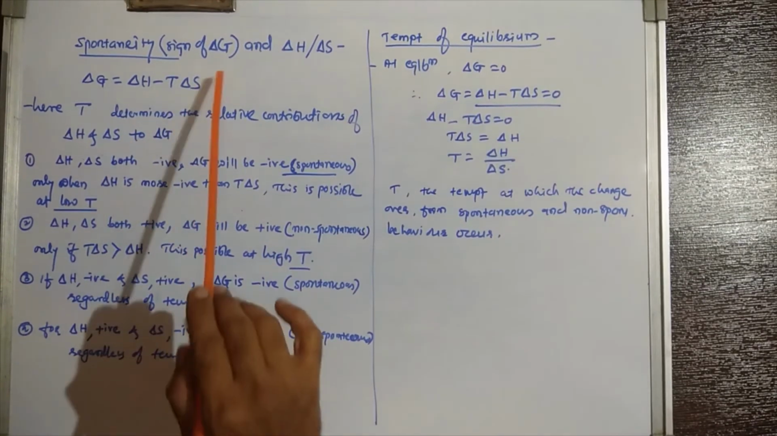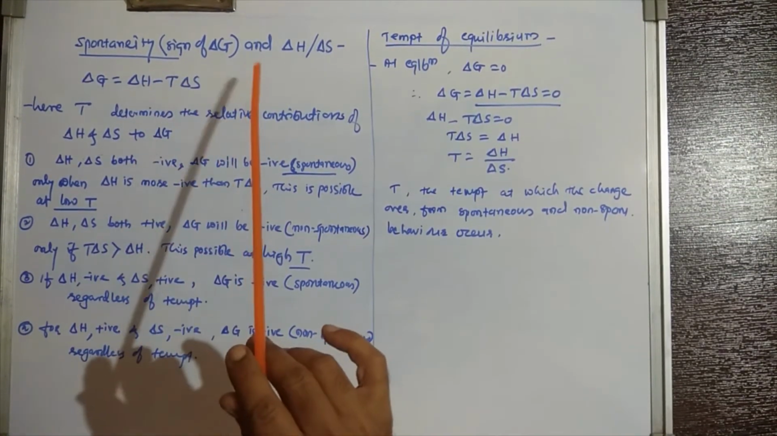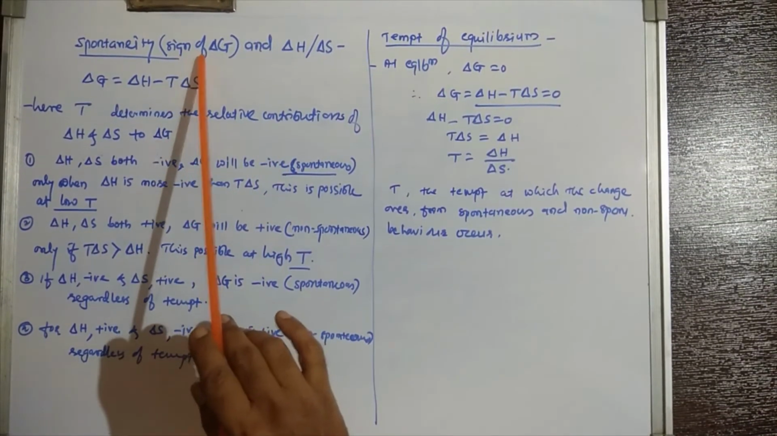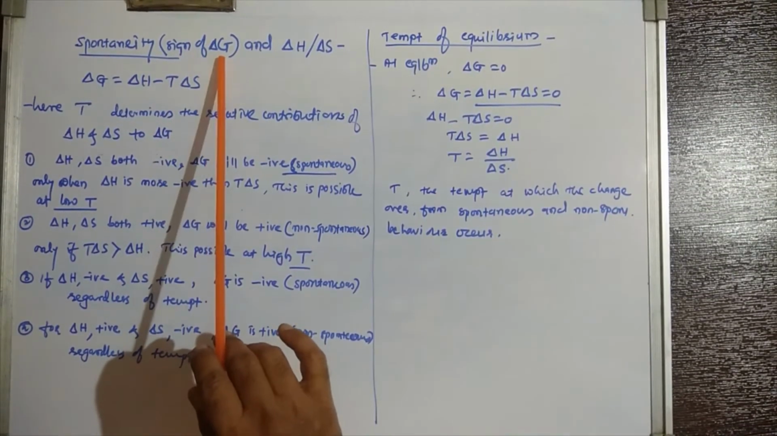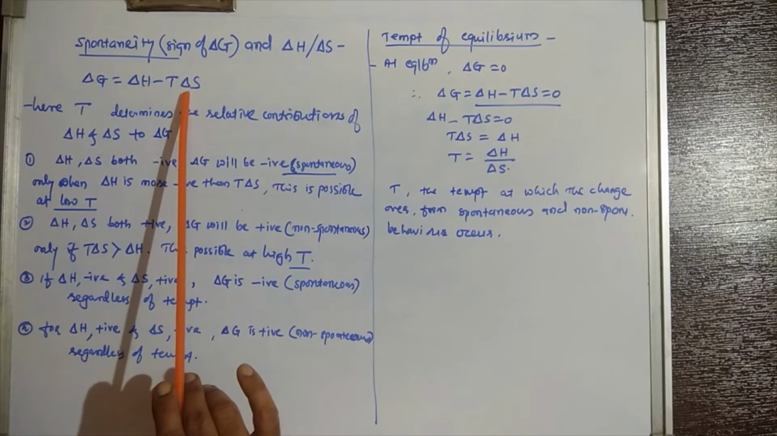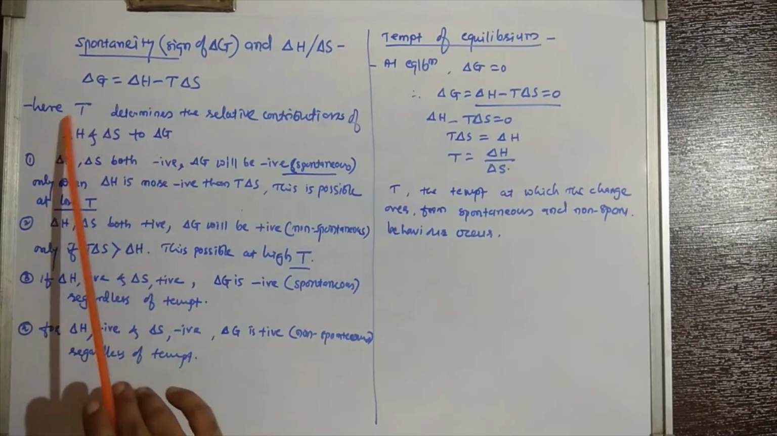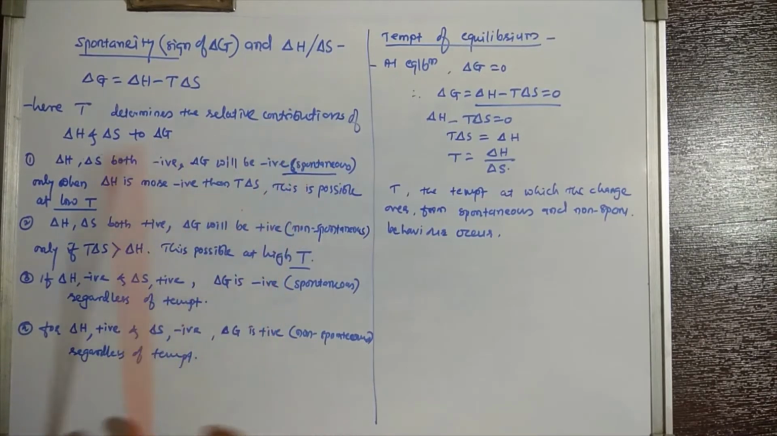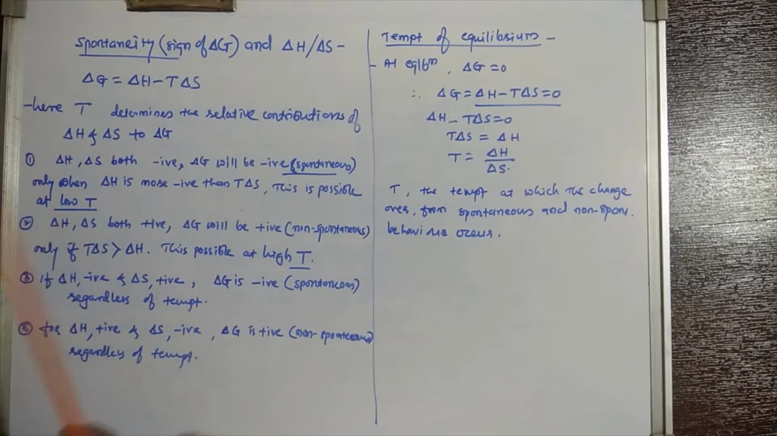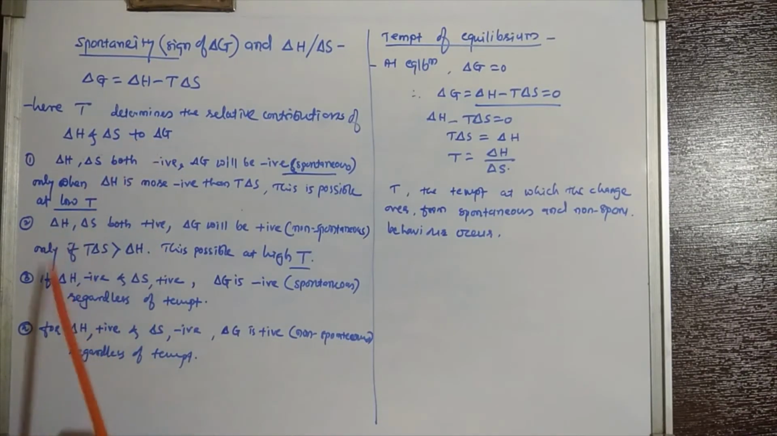Now, spontaneity and the change in enthalpy and change in entropy. The relation between enthalpy change and entropy change decides the sign of delta G. We know the equation for the change in Gibbs energy, delta G is equal to delta H minus T delta S. Now this equation is predicted at constant temperature. Here temperature determines the relative contribution of delta H and delta S towards delta G. Depending upon this, the reactions can be categorized into 4 categories.